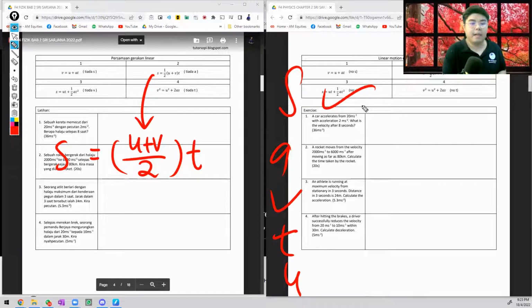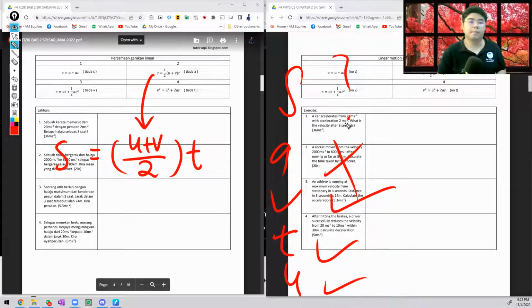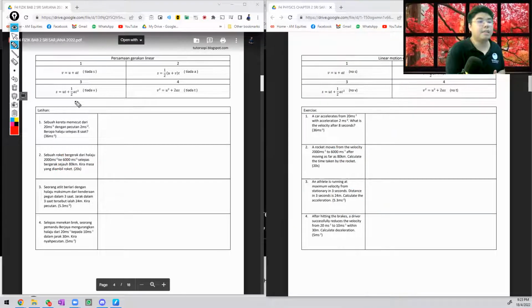Diberikan S, diberikan U, diberikan T, diberikan V, tak ada A, mungkin kena cari S. Not given A, you find the other things. Okay, third formula. S equals to UT plus half AT squared.